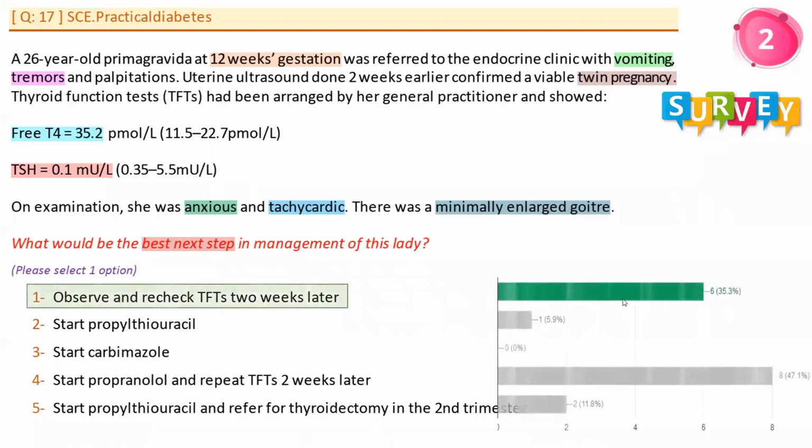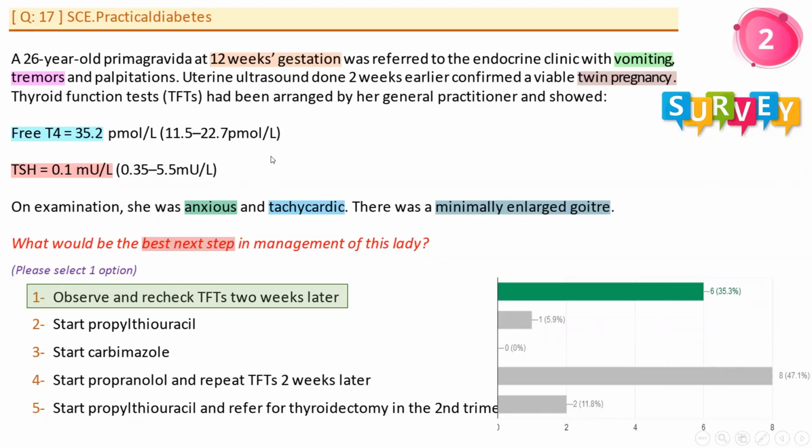Actually, a lot of you chose to start propranolol and repeat the thyroid function test weeks later. And this actually is not the most accurate answer, because in this question, the most important thing is to check the thyroid function test and try to manage it. While carbimazole, of course, is not the correct one. Why is propylthiouracil not the correct one?